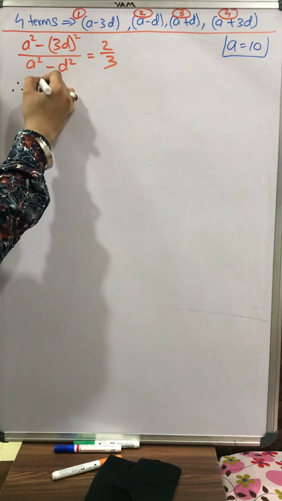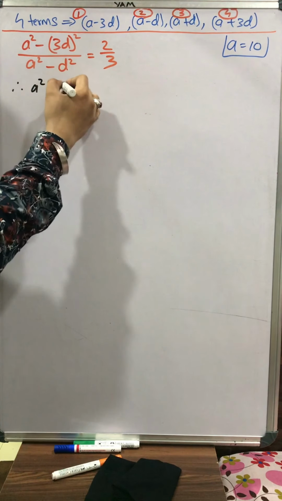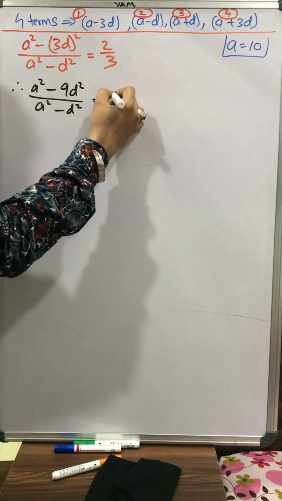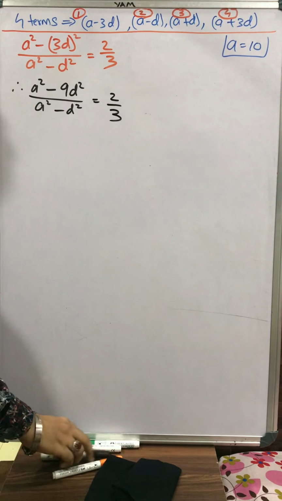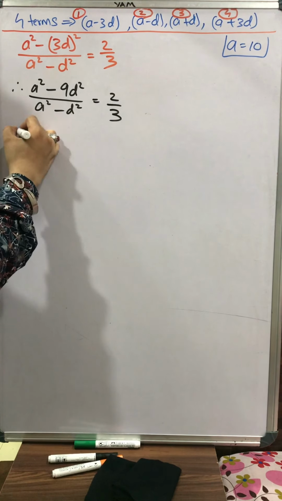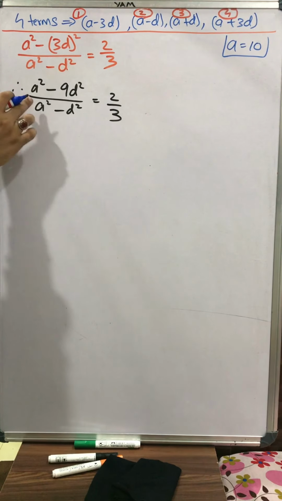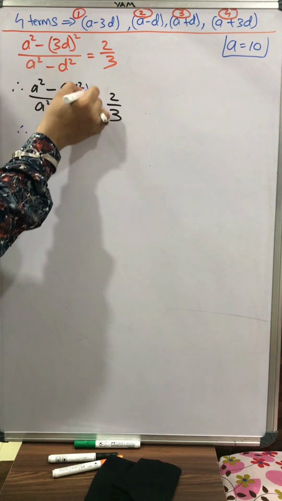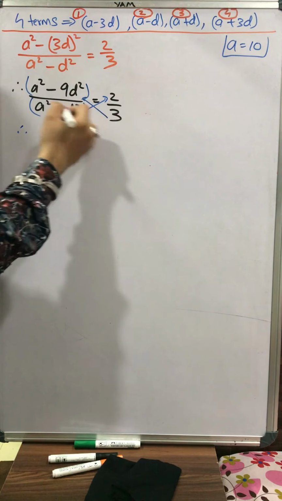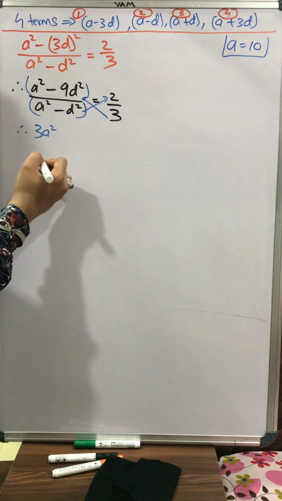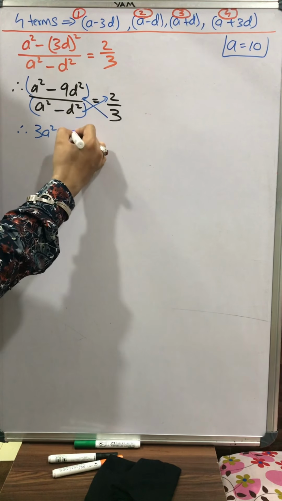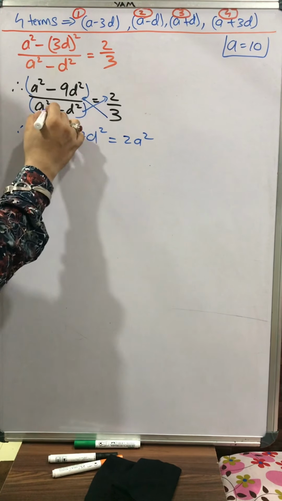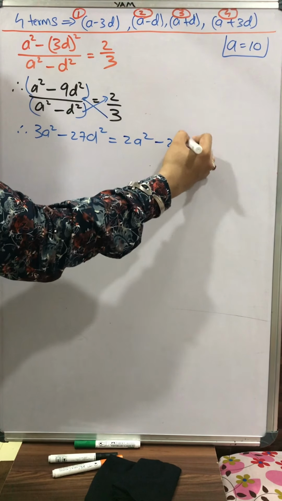Therefore, can I say this will become a square minus 3d the whole square, which becomes 9d square, the whole upon a square minus d square is equal to 2 upon 3. Yes. Now the next step will be, therefore, I'll cross multiply. I know I have the value of a, but I'll substitute at the end. You can do it right now also. This 3 will be multiplied with this bracket and this bracket will be multiplied with 2. So 3 into a square becomes 3a square. 3 into 9 becomes 27, minus 27d square is equal to 2 into a square becomes 2a square, and 2 into minus d square becomes minus 2d square.